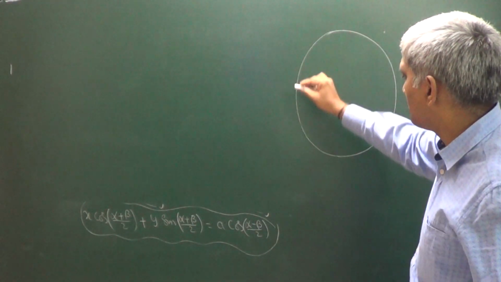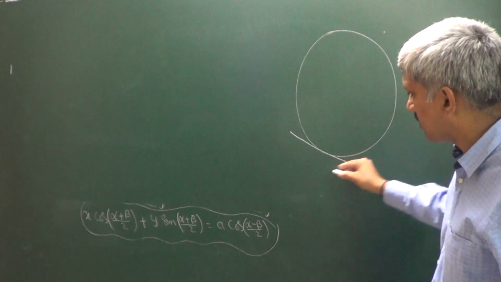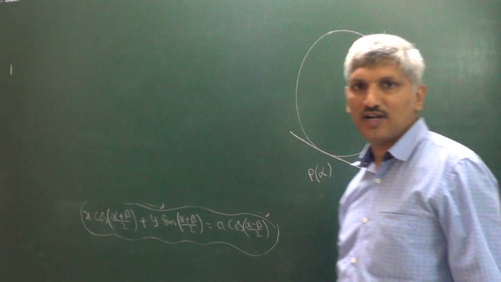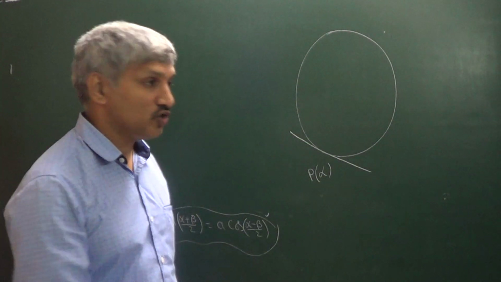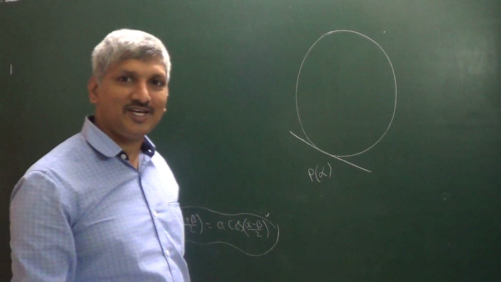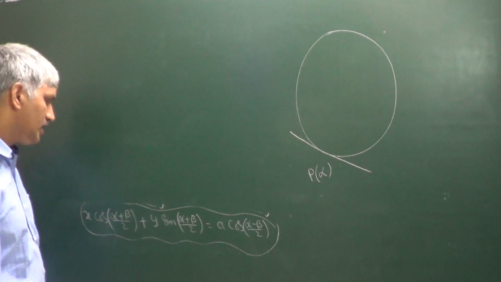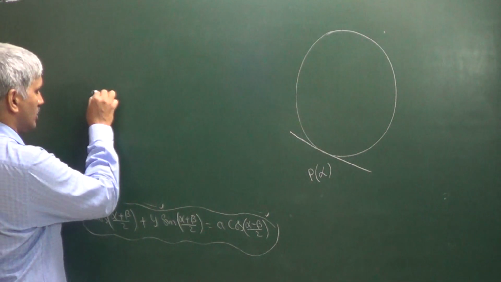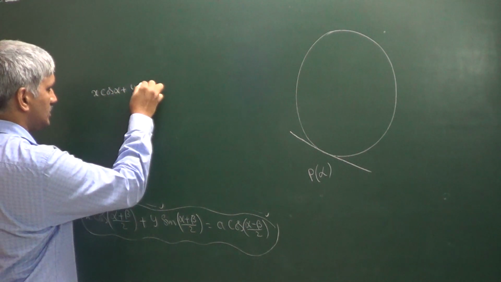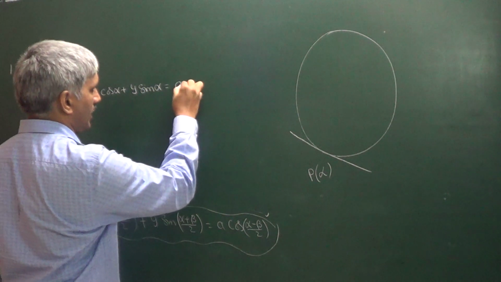Earlier we had a chord, now the chord is becoming a tangent at P. Now beta is coinciding with alpha. Now there is no beta. So Q and P coincide. That means beta is equal to alpha. That means in this equation, wherever beta is there, in place of beta write alpha. Then what will we get? x cos alpha plus y sin alpha is equal to a. That's all.